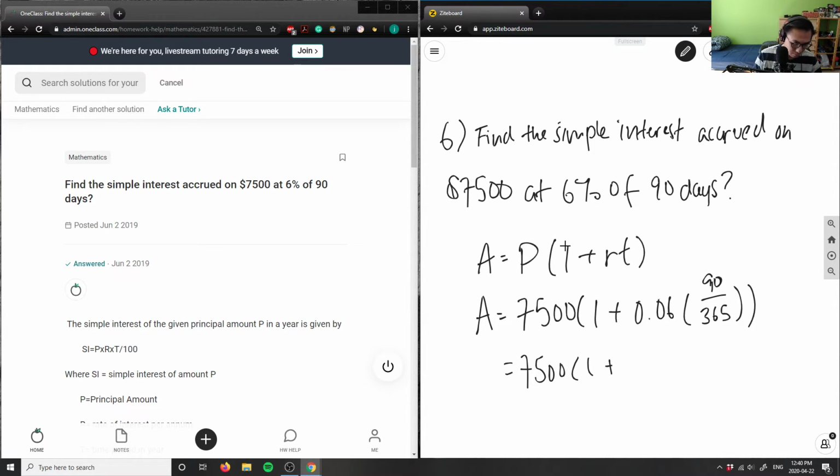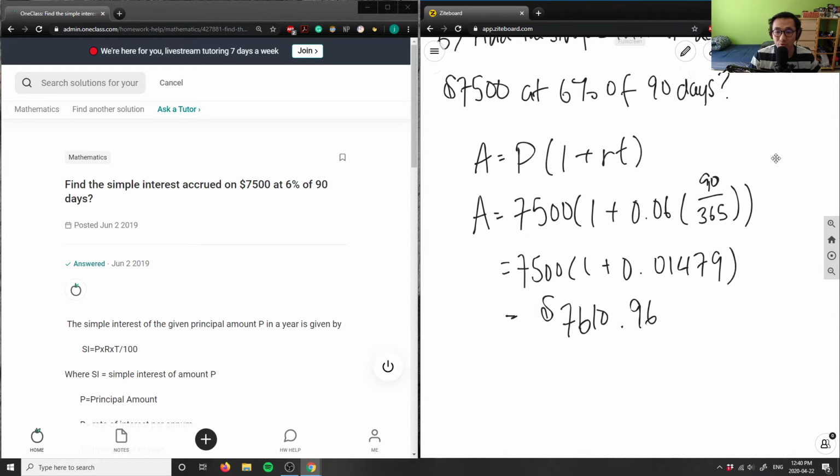Let me do that for you here. This will give me 1 plus 0.01479. And then if I plug that into my calculator, times 7,500, I would get a total of $7,610.96. However, this is just the final amount.